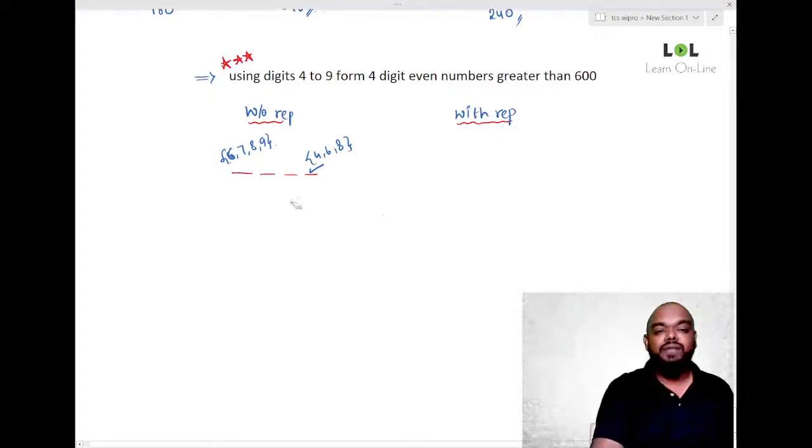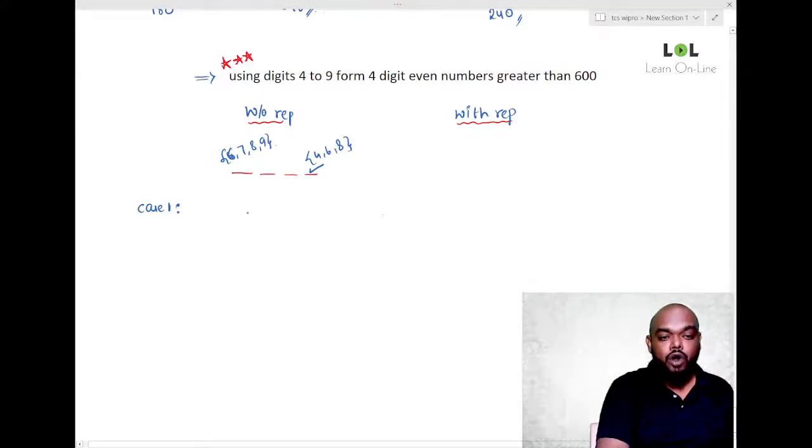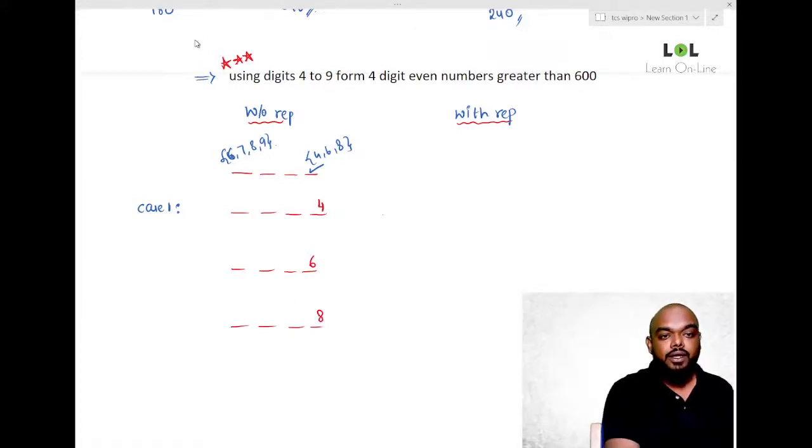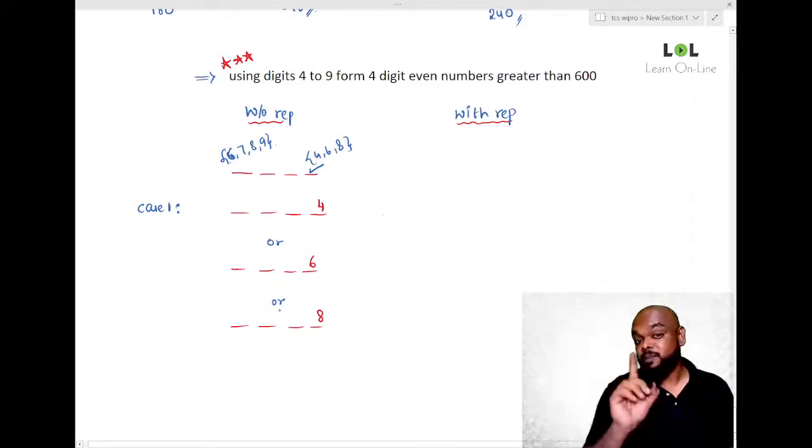So what we have to do in these cases, observe. Split them into cases. Okay, perfect. Case 1. First we will deal with all the numbers ending with 4. Next we'll deal with all the numbers ending with 6. Next we will deal with all the numbers ending with 8. Think about it. We can get numbers ending with 4 or 6 or 8. That's all. Agree? I'm splitting the case.